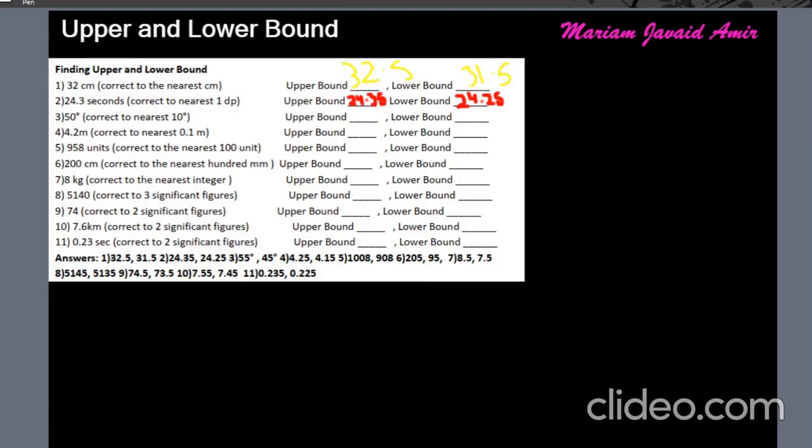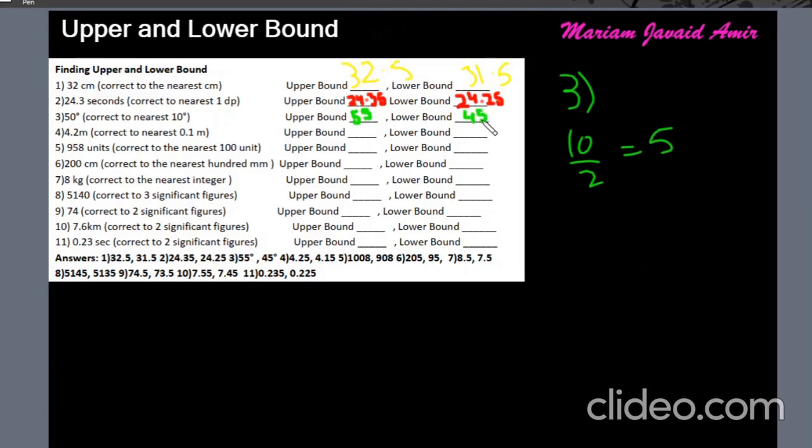Question 3. 50 degrees correct to the nearest 10 degrees. So divide 10 by 2, we get 5. Add 5 to 50, we get 55. So 55 is the upper bound, and subtract 5 from 50, we get 45, which is the lower bound.